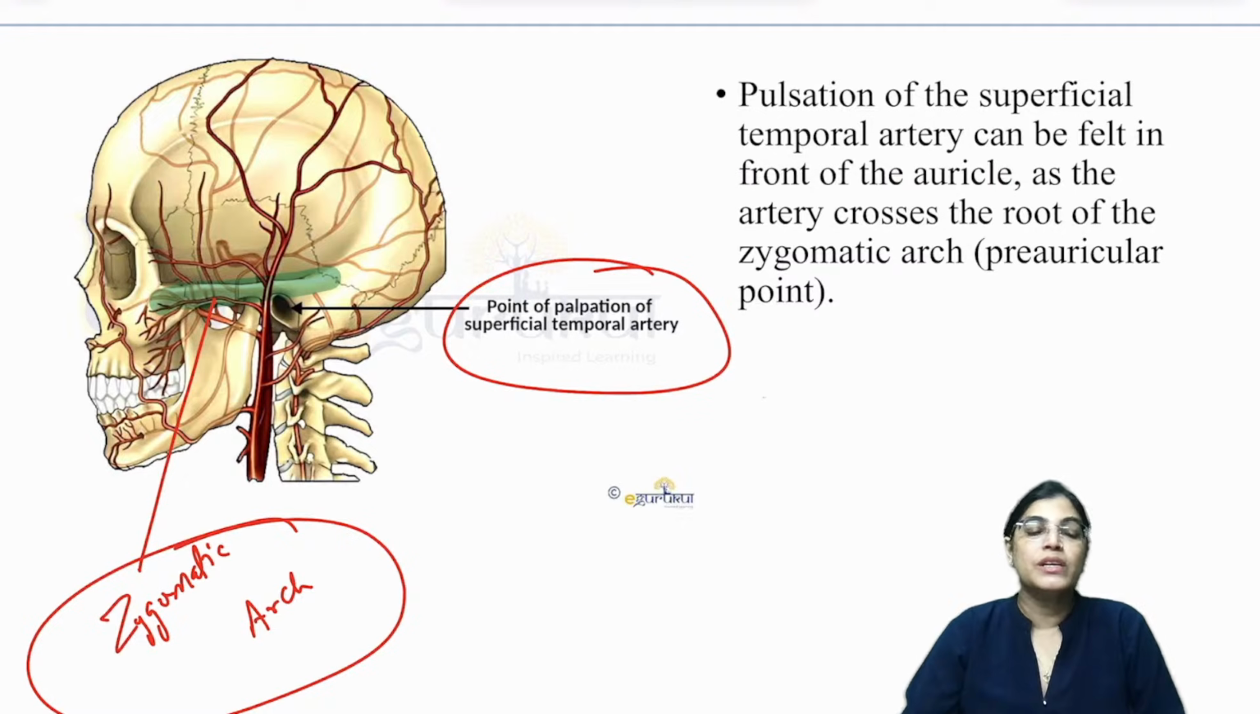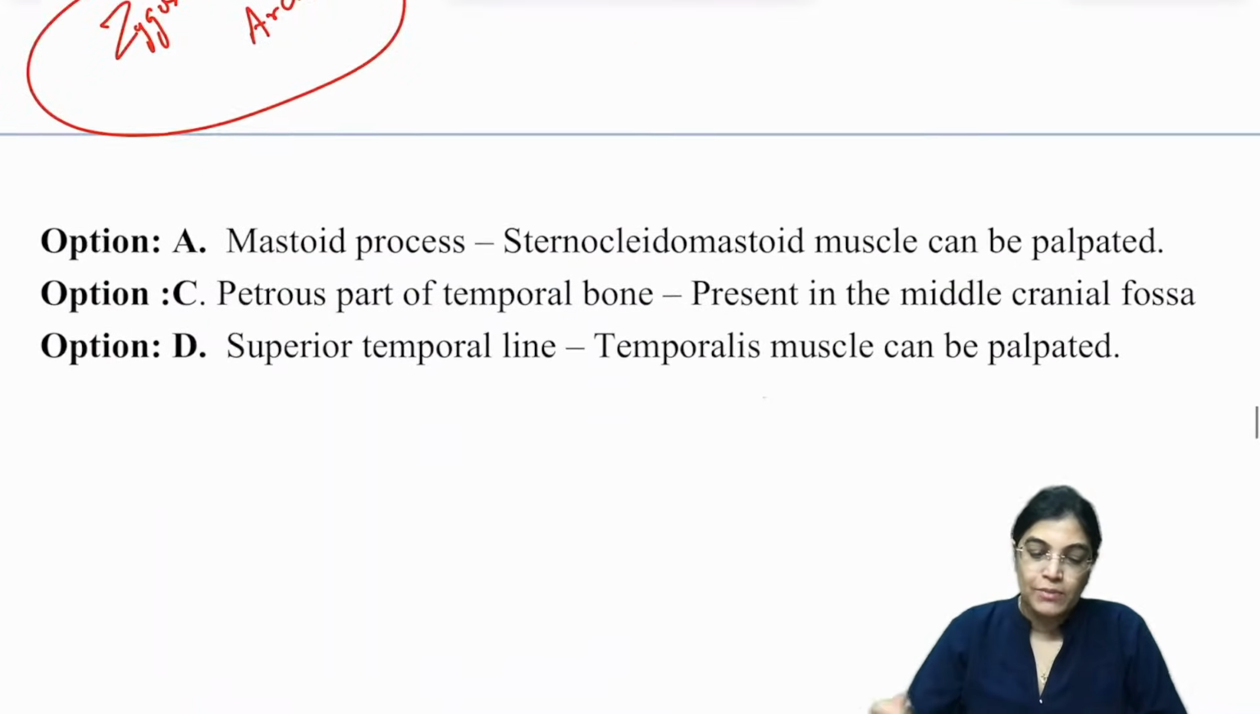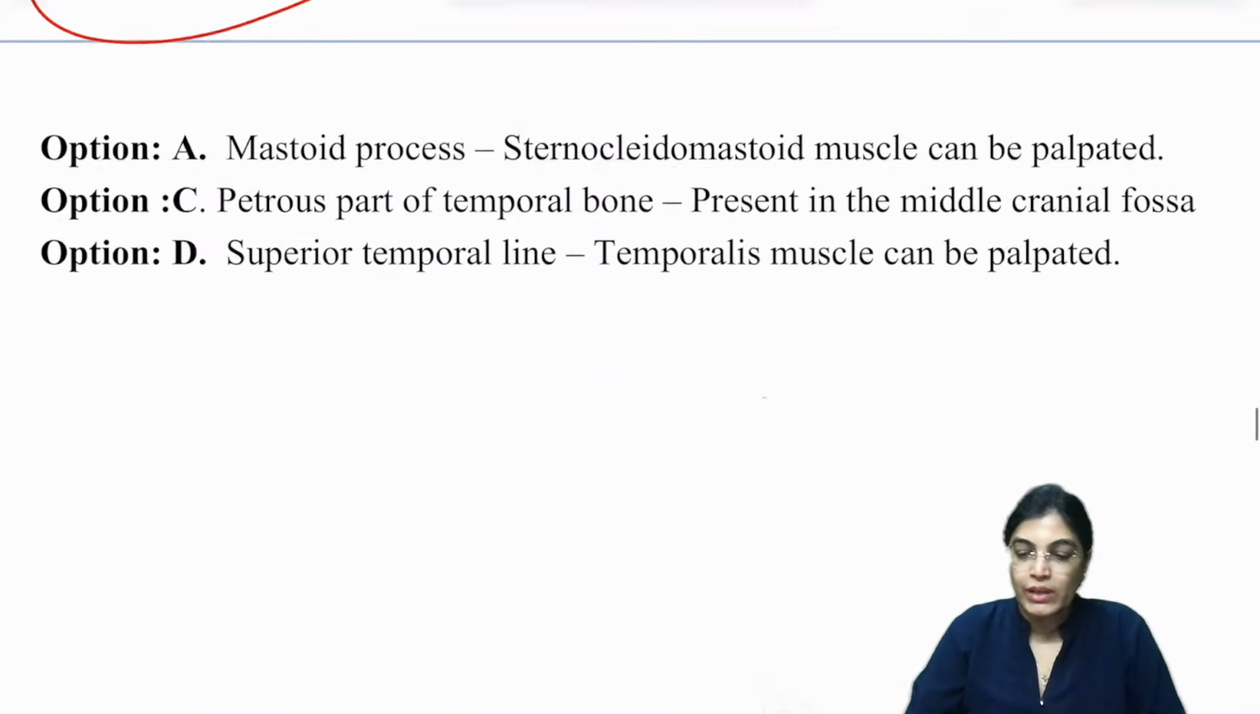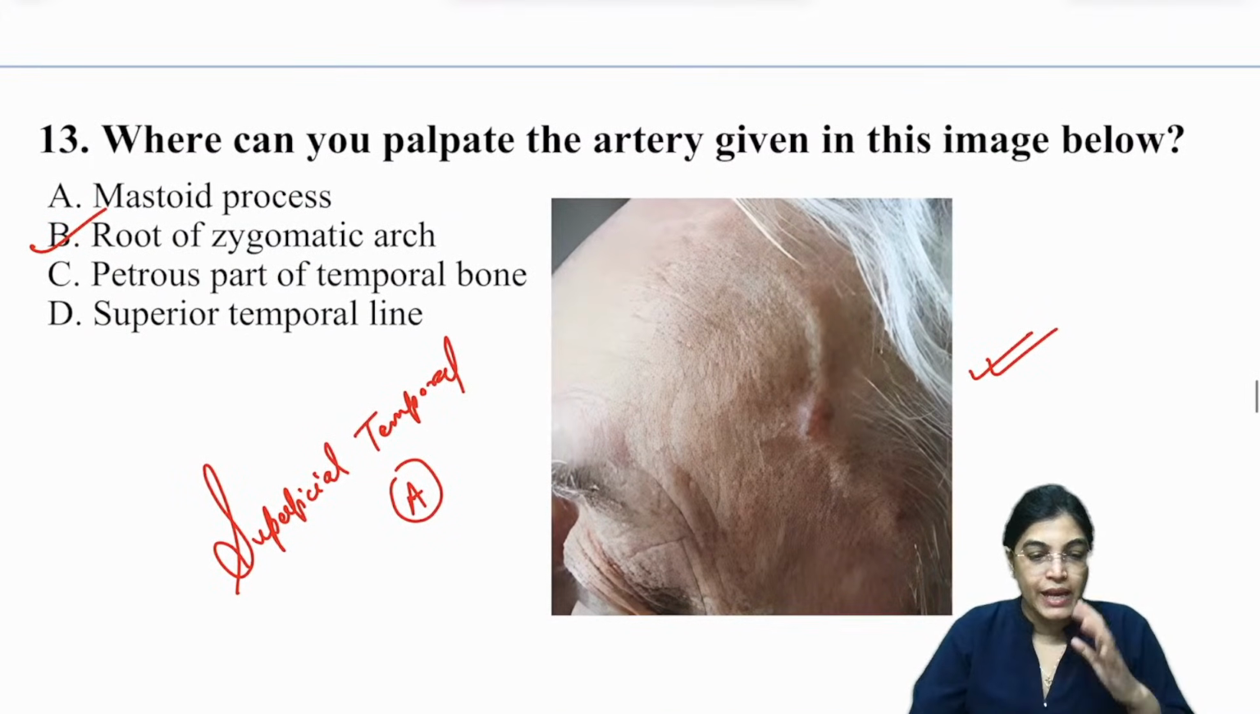The superficial temporal artery and maxillary artery are the terminal branches of the external carotid artery. This is important. So basically, the mastoid process and other points are absolutely wrong because these are not the areas where the superficial temporal artery can be palpated.